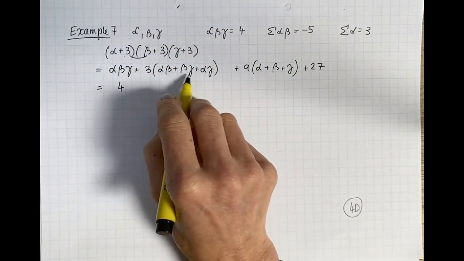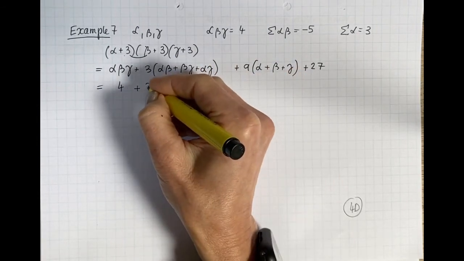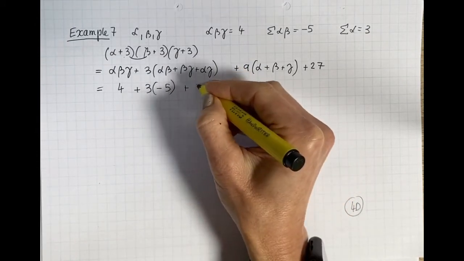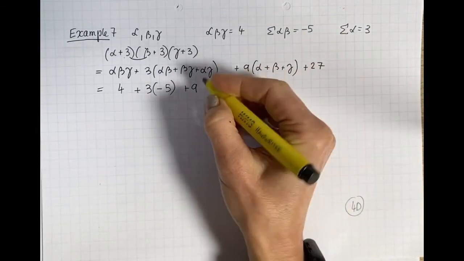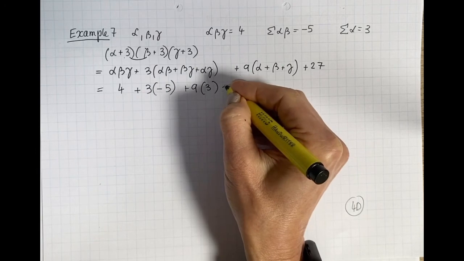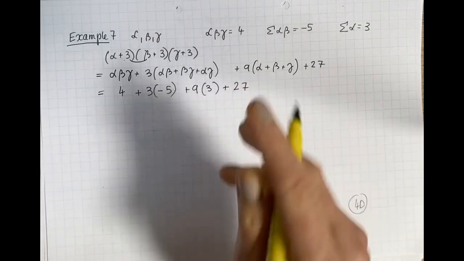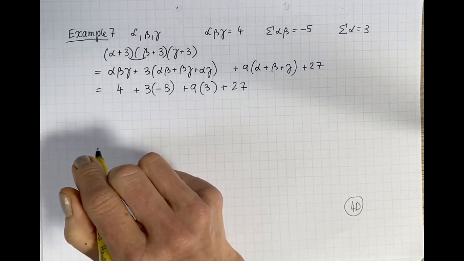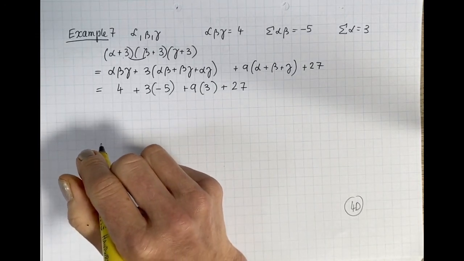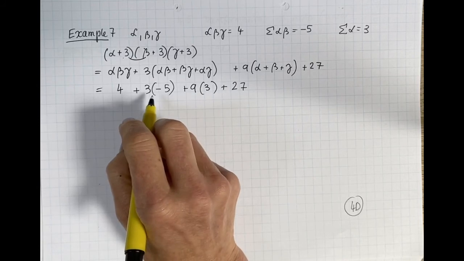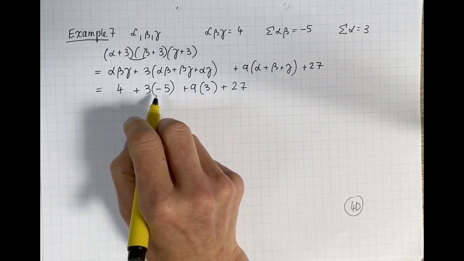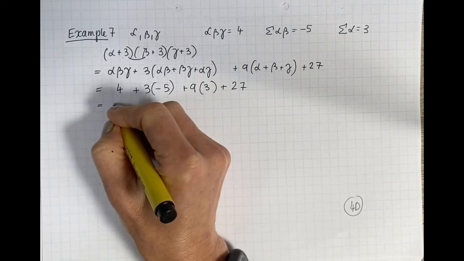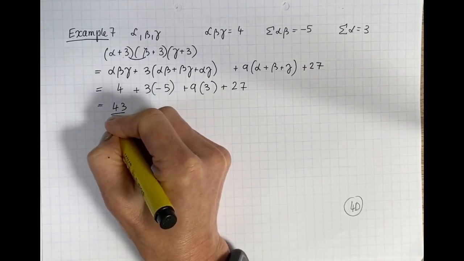The sum of pairs here is minus 5, and here 9 lots of the sum of roots, which is 3, plus 27, and that's going to be 4 minus 15 plus 27, so 54, 58 minus 10, 48, minus 5 is 43. There you go.